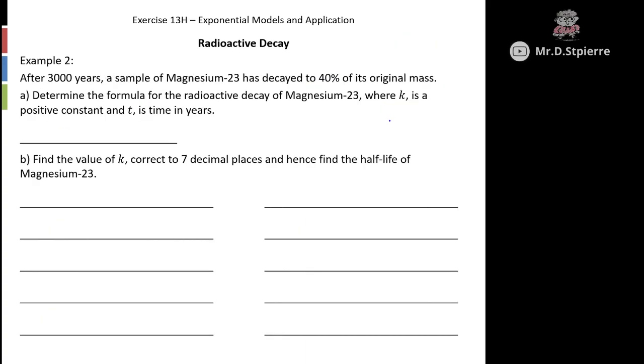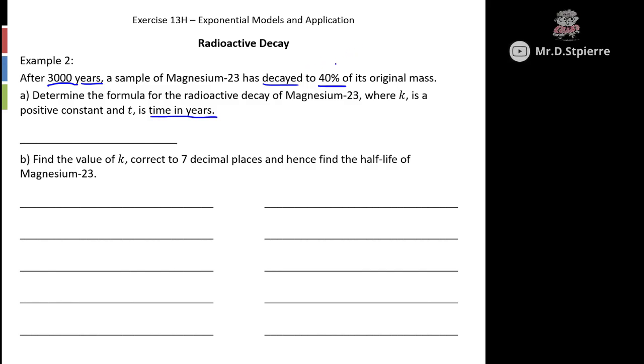Right, okay. After 3,000 years, a sample of magnesium-23 is decayed to 40% of its original mass. Determine the formula for the radioactive decay of magnesium-23, where K is a positive constant and T is time in years. Okay, so we're dealing with time in years, something to note. After 3,000 years, so that's handy, it's the same unit.